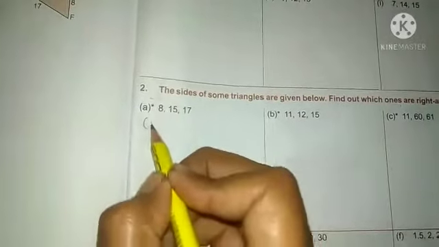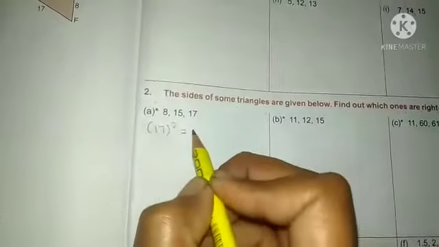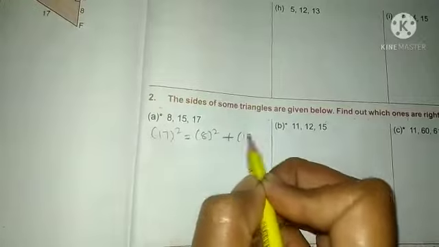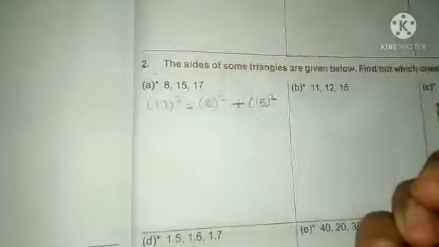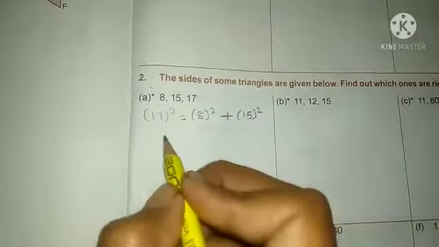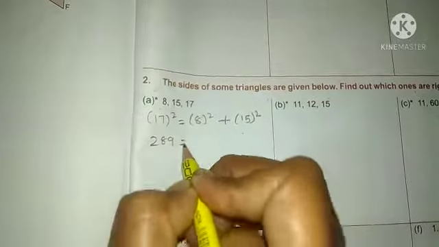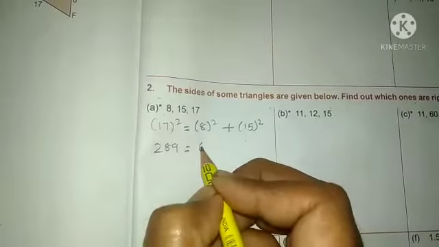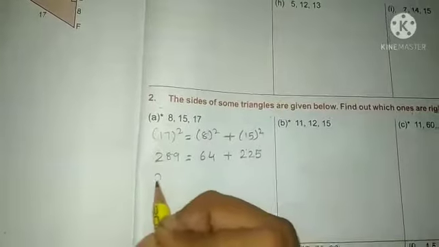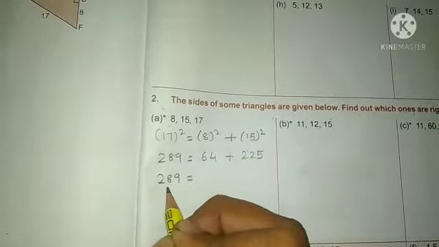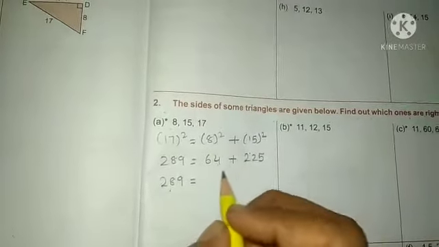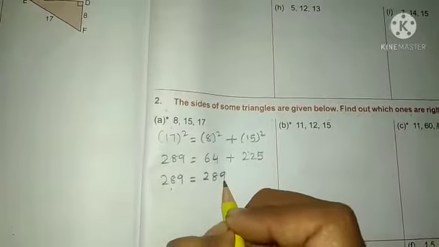Here we will find 17 squared, then our base is 8, so 8 squared plus 15 squared. Clear? Now what is the square of 17? 17 into 17, what will you get? You will get 289. Then 8 eights are 64, and 15 into 15 you will get 225. Now this 289, the square of the biggest number, will come as it is. 64 plus 225, what will you get? You will get 289. Clear?